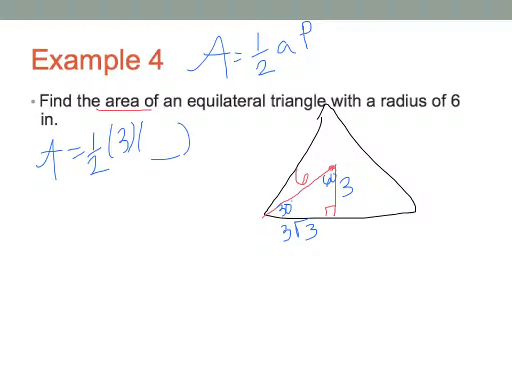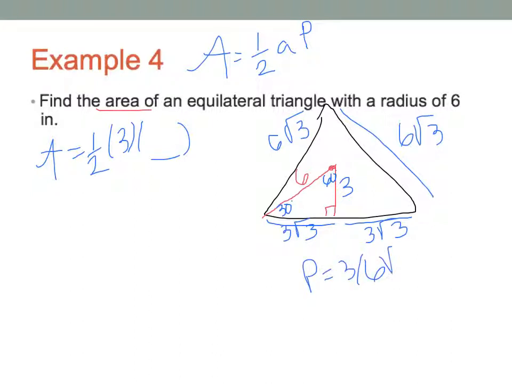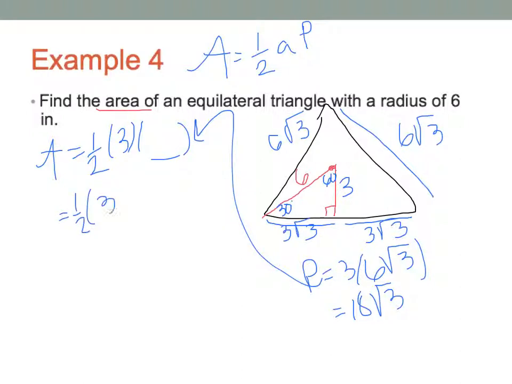Let's figure this out. This length is 3 root 3. This length is also 3 root 3 because all apothems bisect the opposite sides, which gives me these full lengths being 6 root 3. If each length is 6 root 3, my perimeter then will be 3 times 6 root 3, which gives me 18 root 3 for my perimeter. I'm going to plug that in here now. Area equals 1/2 times 3 times 18 root 3.